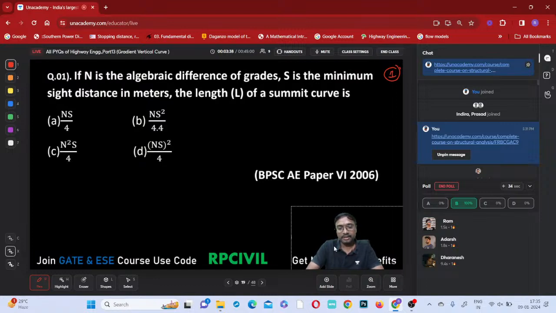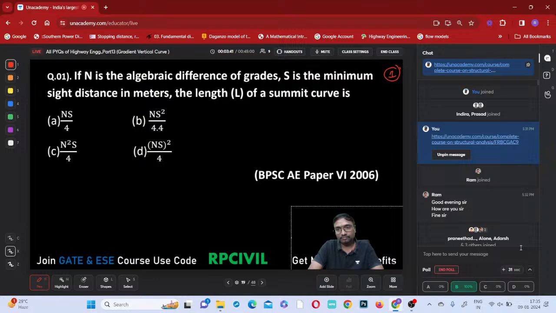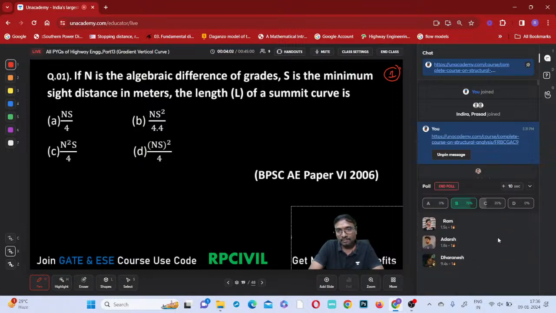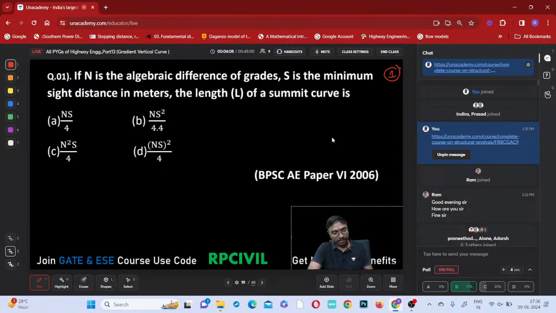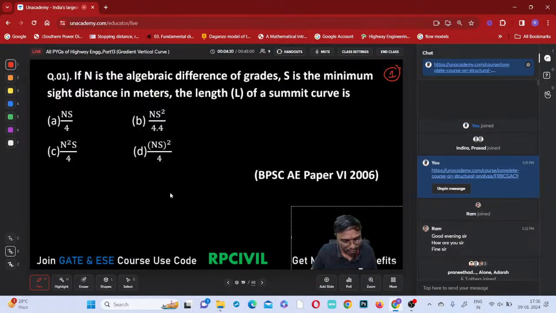Ram, others answered correctly. Only these two answered. Dharnesh also answered. 75% only answered correctly. Prince Kumar also answered correctly.